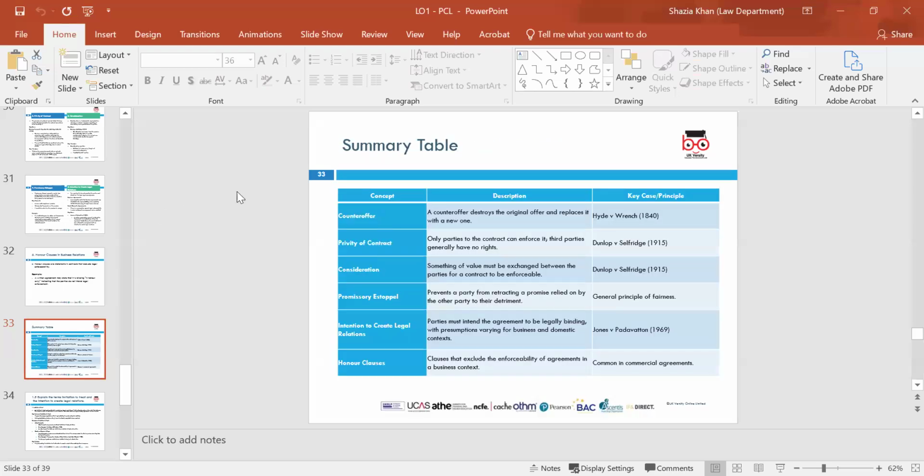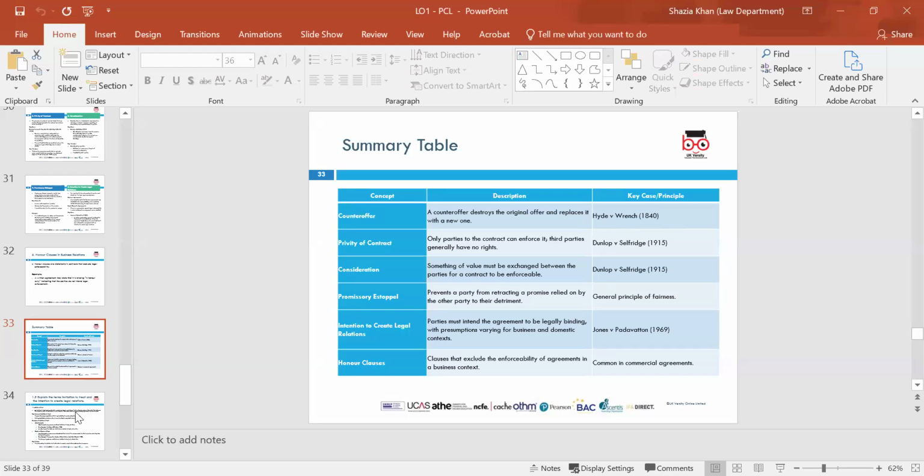So this summary table identifies what we've looked at: the concepts, the description, and the key cases and principles. We looked at counter offers, privity of contract, consideration, promissory estoppel, intention to create legal relations and honor clauses. We looked at them with reference to their description, and the table identifies key cases such as Hyde v Wrench, Dunlop v Selfridge, and Jones v Padavatton, 1969. So this table gives you a bit of an overview at the end of what we've done.